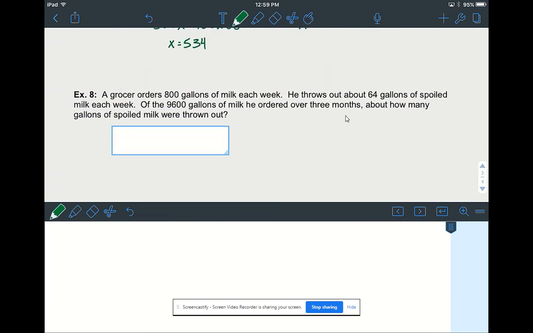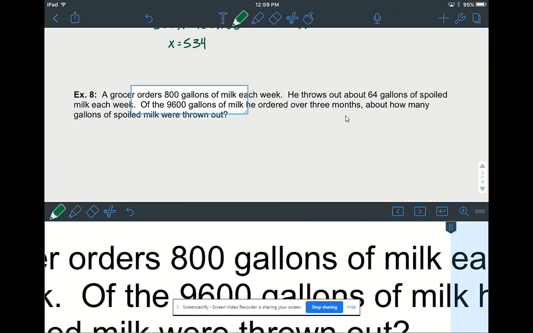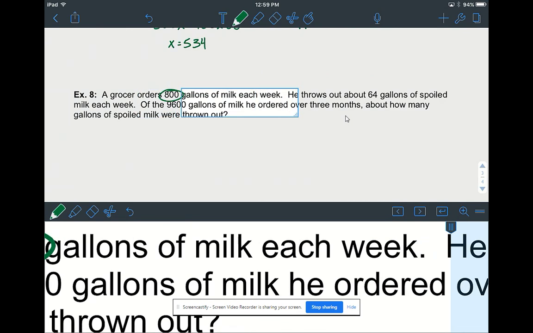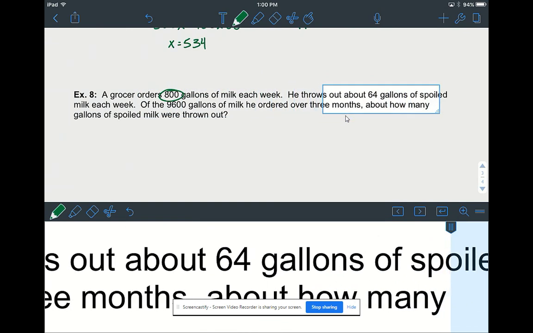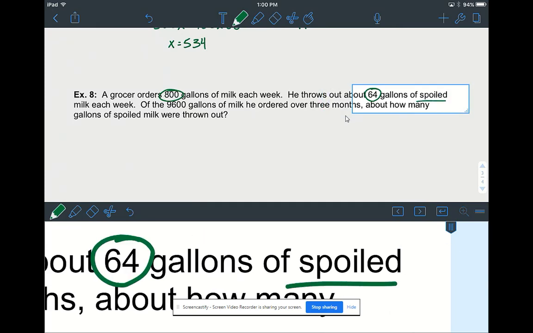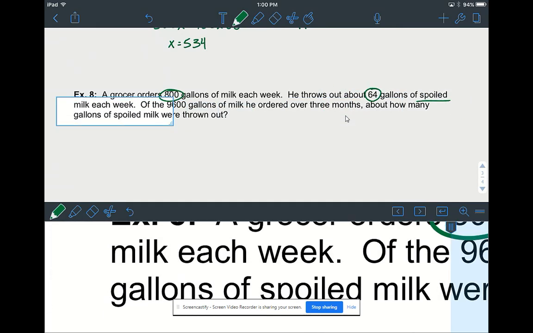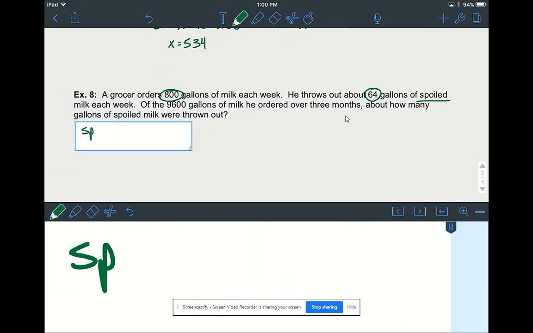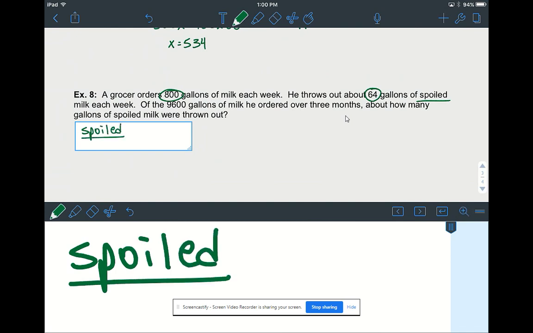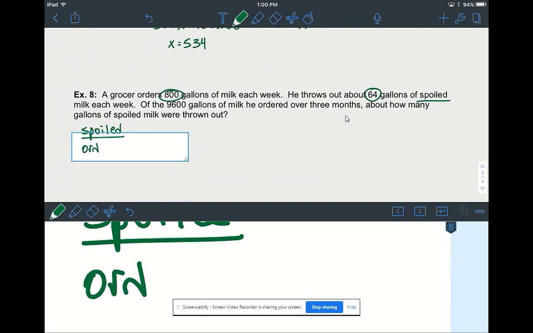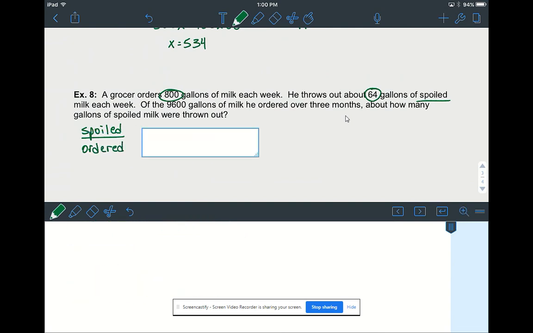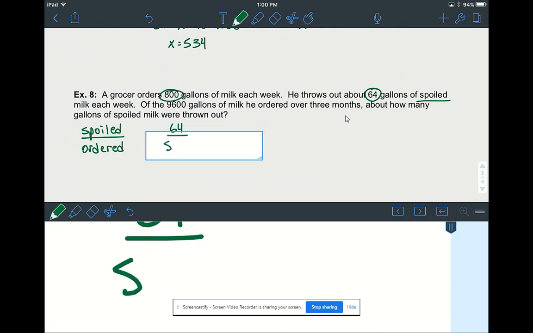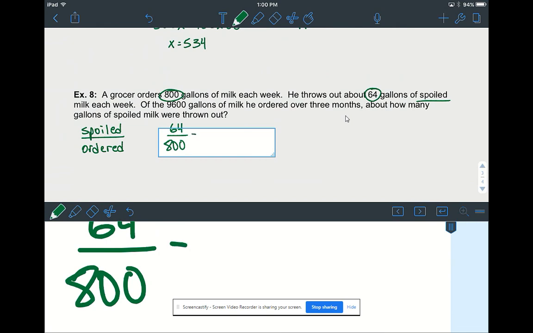Okay, next problem. A grocer orders 800 gallons of milk each week. He throws out 64 gallons of spoiled milk. Ugh, that's gross. All right. So it looks like we're doing kind of the same thing, but with milk this time. So we're talking spoiled milk over ordered milk. So we've got 64 gallons that are spoiled out of every 800 gallons that we ordered.